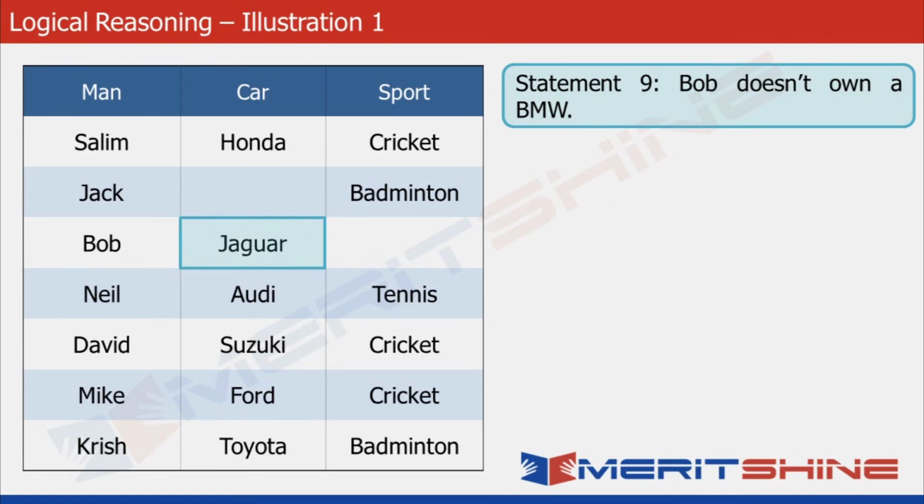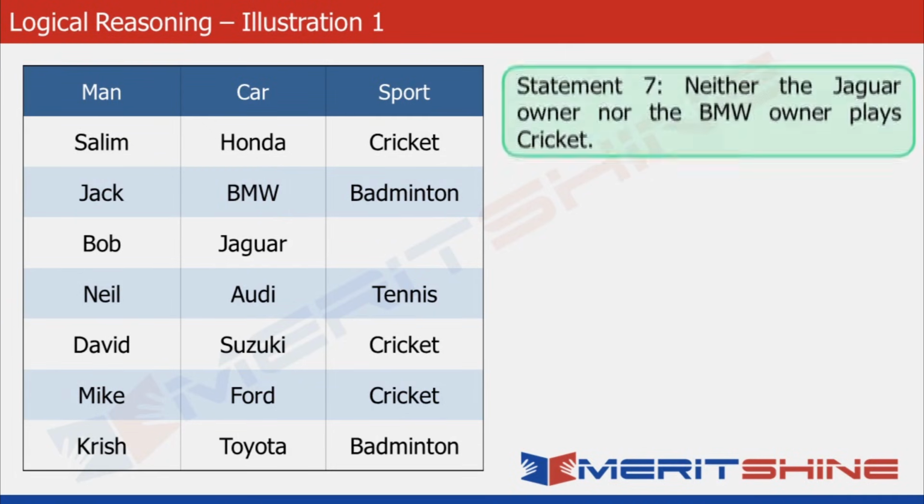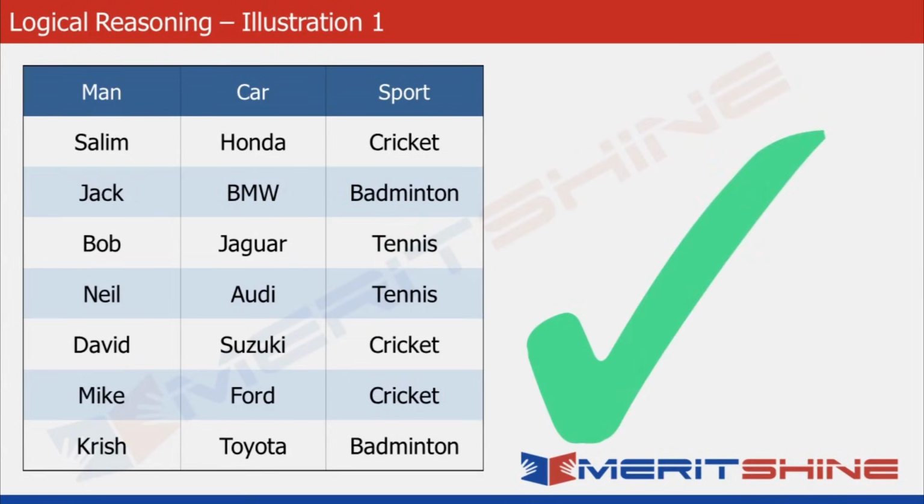Quite simple. Now if we look at the second column, there is just one vacant cell here, the one which has been highlighted. Since the only car left now is BMW, it has to occupy this cell. For filling the last cell of this table, we go back to statement 7 now. It tells us that the Jaguar owner doesn't play cricket, and as we know that badminton has already been exhausted, the only possible sport for the Jaguar owner is tennis. We fill this up and complete our table.